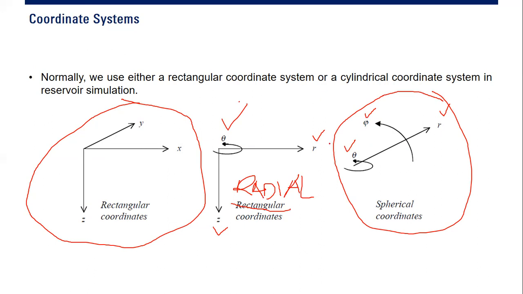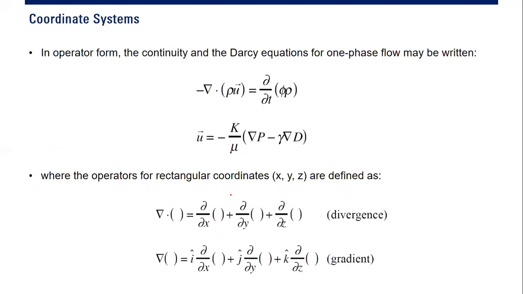So in simulation, usually we have the XYZ system, but we can also have radial coordinates, but very rarely we use spherical coordinates. Ya, jarang kita pakai koordinat spherical. Hanya antara rektangular X, Y, Z atau radial. Okay, for different coordinates, the operator will be different.